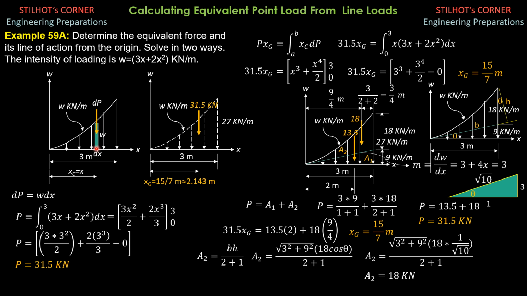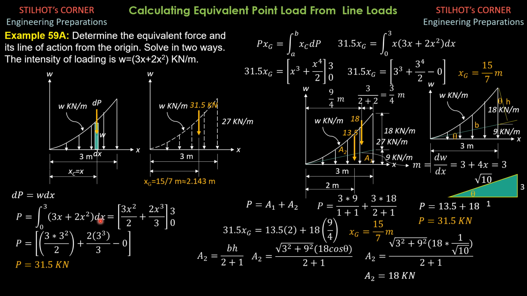So considering this differential area, dP, the differential force, is equal to the differential area of this rectangular strip, and of course the area of the rectangular strip is height times thickness. So w times dx. Integrating, the integral of dP is P, then we have the integral, with limits of x from 0 to 3, of the quantity w, which is 3x plus 2x squared, dx.